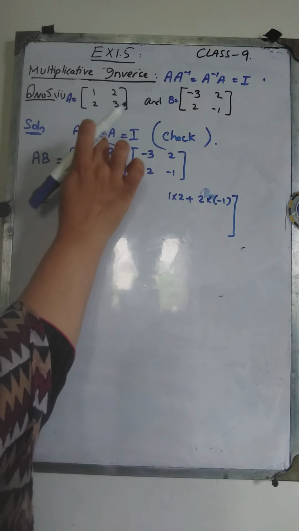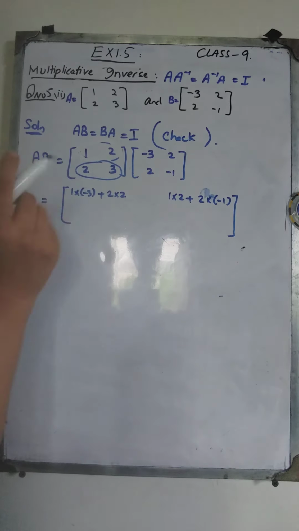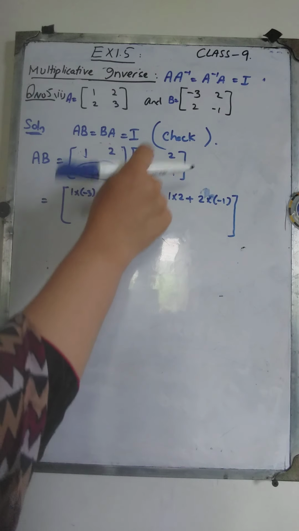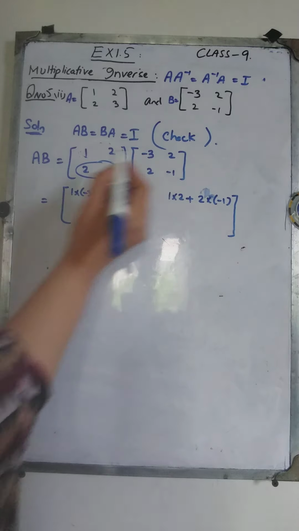Now take the second row and we multiply it with the first and the second column. First the second row with the first column.